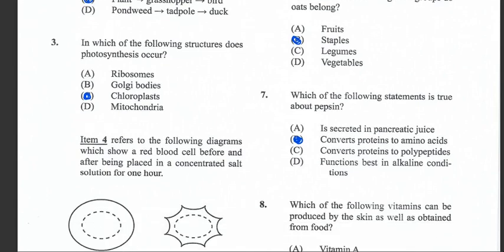Number 7 says which of the following statements is true about pepsin. We were talking about pepsin, the conversion of protein to amino acid. So the option that is true about pepsin is that it converts protein to amino acid. Pepsin is involved in the reaction converting protein to amino acid. So the answer for number 7 would be B.